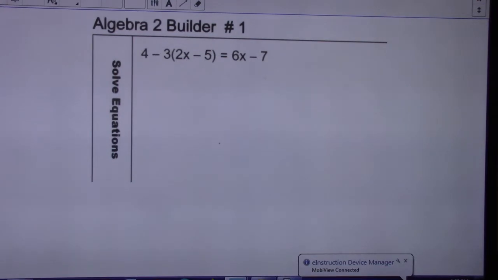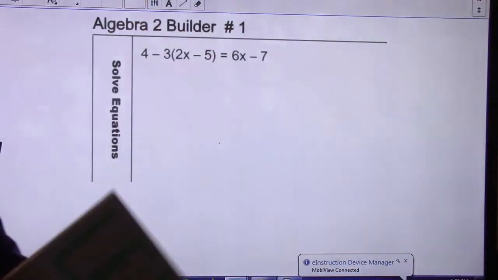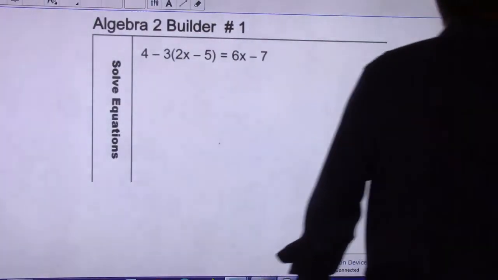What happens in room 15? Learning never ends. Learning never ends. Never. Yes, this is Kindle who made this sign for us. So anyway, Learning Never Ends.